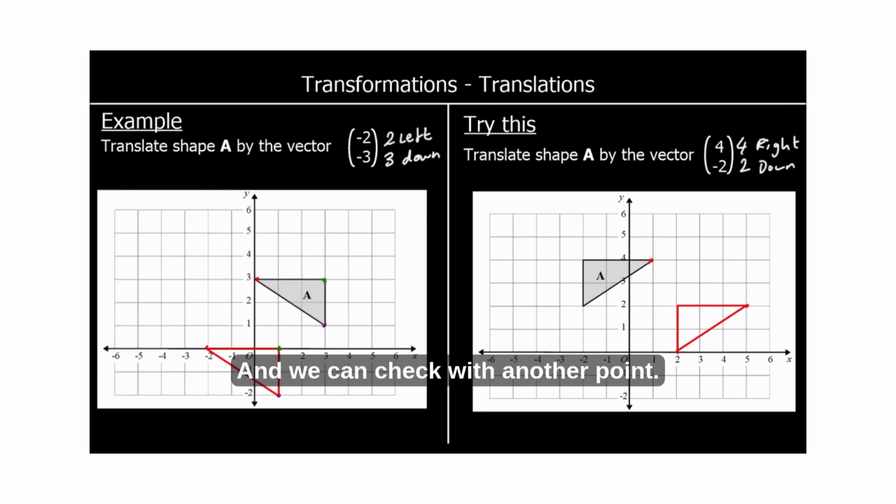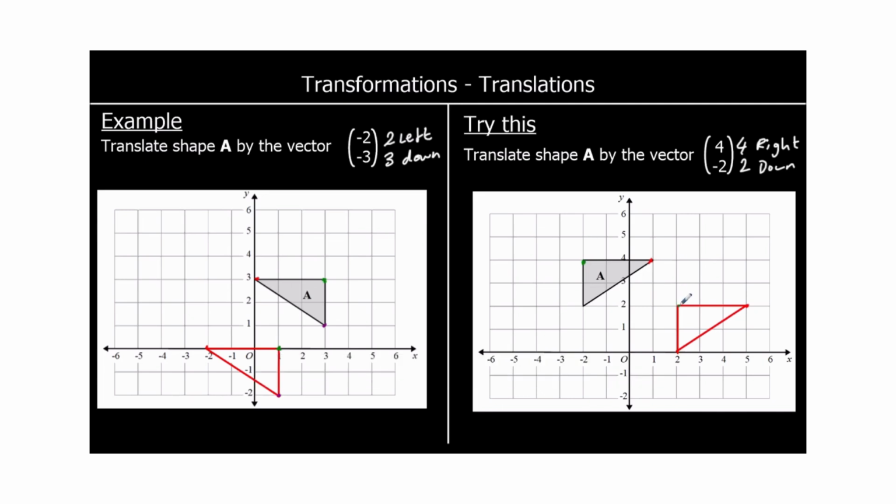And we can check with another point. So 4 right, 1, 2, 3, 4, and 2 down.